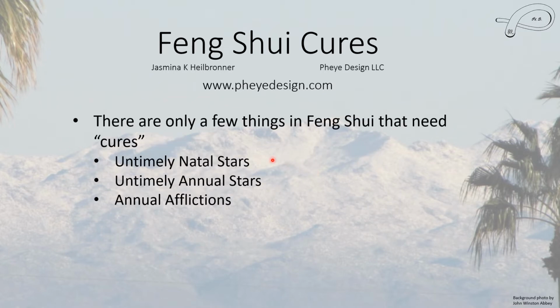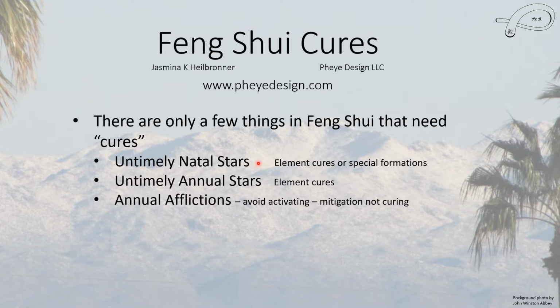So basically the things that can be cured are natal stars and annual stars, and we're only trying to cure the untimely ones. There's one annual affliction that is actually an annual star. That one can be cured, but the other two types of annual afflictions can only be mitigated. They cannot be cured. In general, the untimely stars are cured with elemental cures, but if you're very lucky in your natal chart, you'll have a special formation you can activate. And that will even help a little bit with the annual stars, but it won't cure an annual star. In general, when it comes to the annual afflictions, you want to avoid activating them, and I'll discuss that more. And the two of them can only be mitigated, not cured.